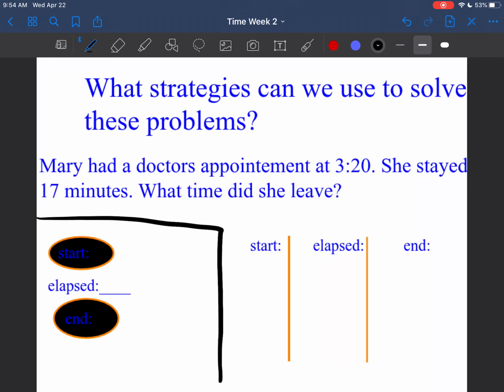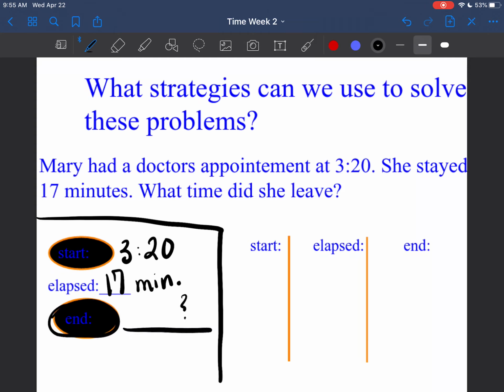So we know that Mary had a doctor's appointment at 3:20. So what time did Mary's doctor appointment start? 3:20. That is our start time. She stayed for 17 minutes. So how much time passed from the time she got to her doctor's office? 17 minutes. That is our elapsed time. What time did she leave? Do we know what time she left, or do we know that end time? No, we don't. So that's what we're solving for. All right, I'm going to use that number line strategy.